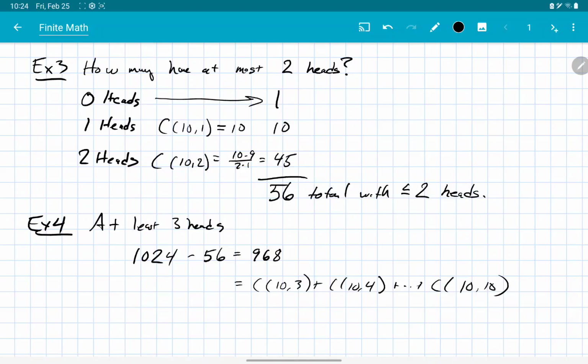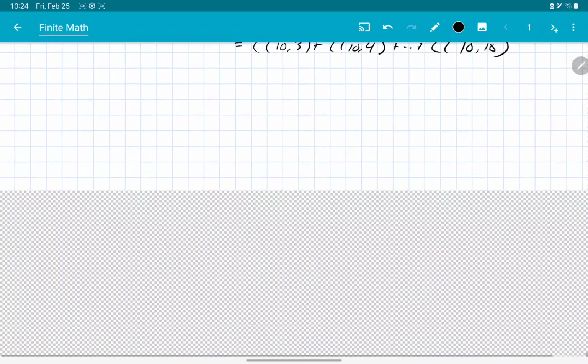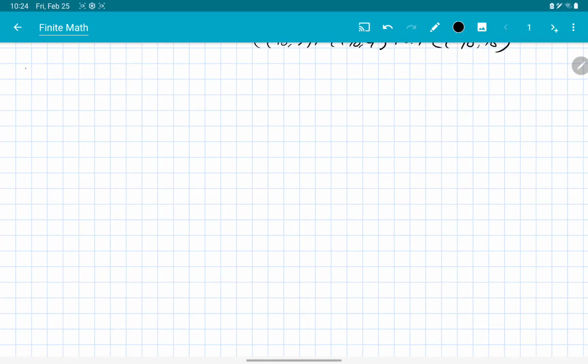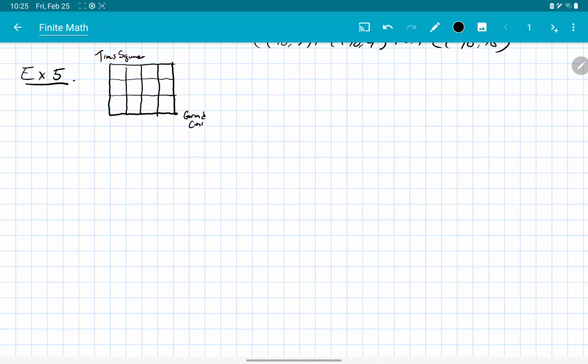All right. Okay, well, let's get away from the coin tossing for now. We're going to do a different type of problem. I'm going to draw what we should imagine as a city street grid. Say maybe here it says it's Times Square, because New York is the only thing anyone cares about. And here, let's say this is Grand Central Station. Okay, so there's our street grid.